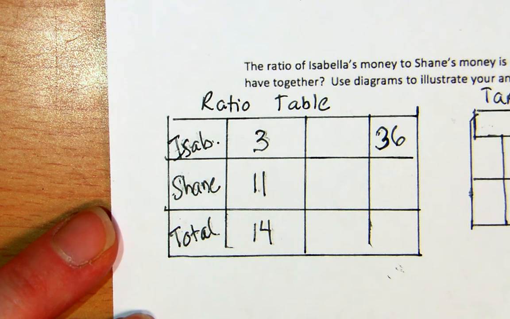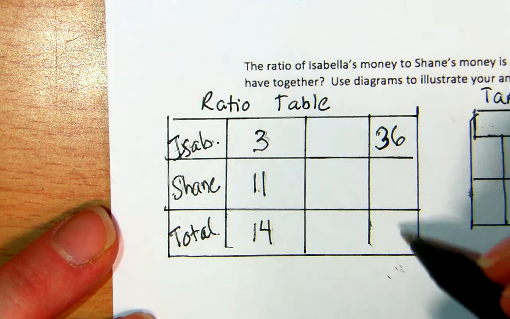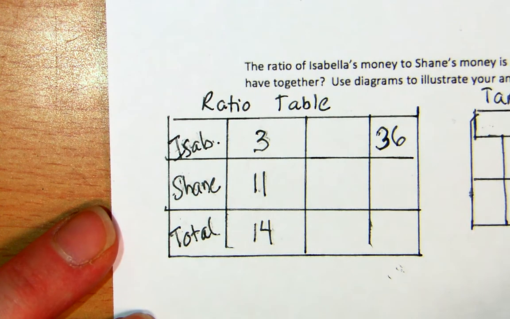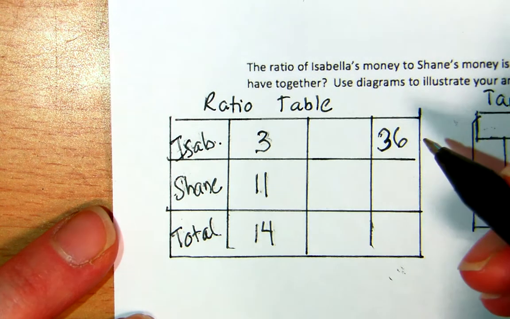Now, I know you're kind of going, oh, but Ms. Shivik, I can just multiply Isabella by 12, and I can multiply Shane by 12, and I can multiply the total by 12, right? And I can just get right to my answer, and that's true. But sometimes it's not going to be always so obvious, so it might help to get to an intermediary step.